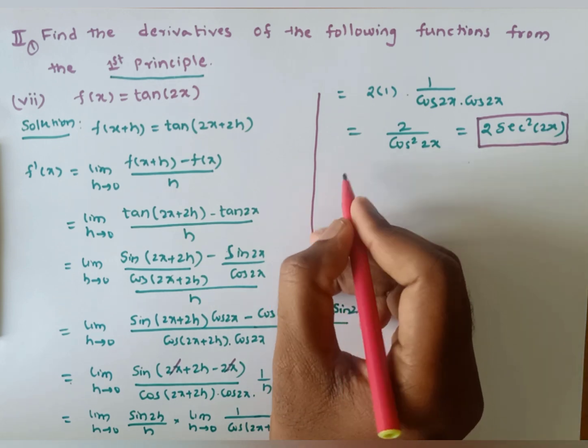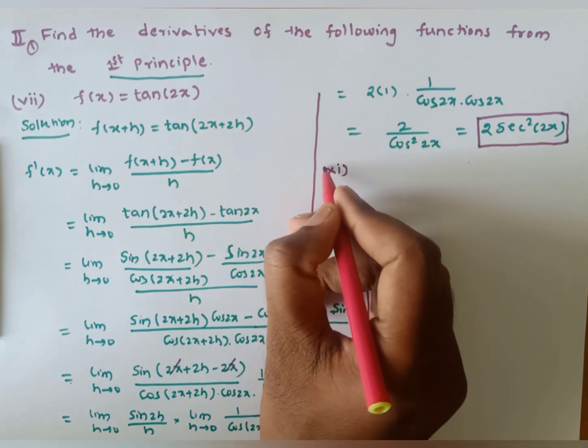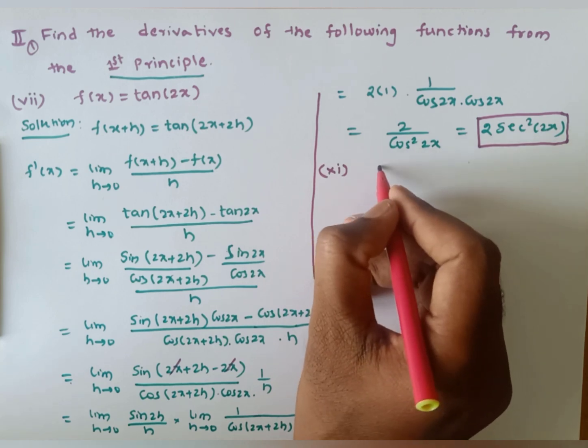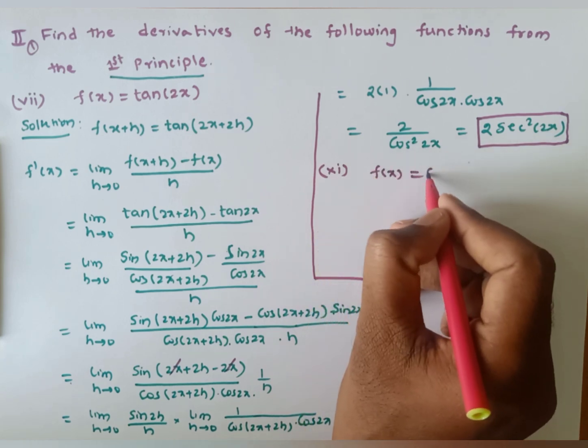See one more problem regarding the first principle from the exercise, that is the 9th one. f of x equals cos square x.